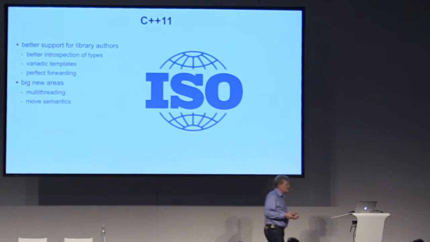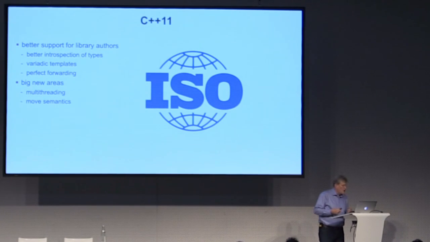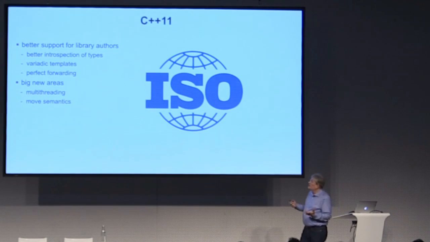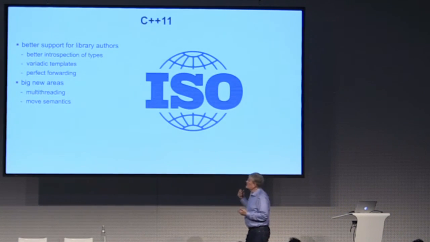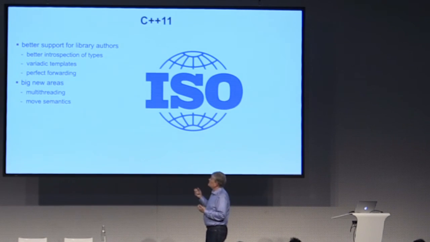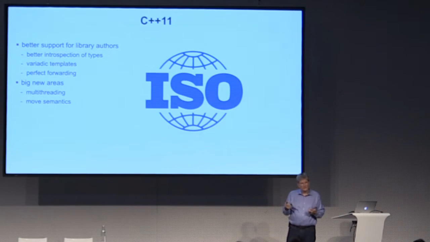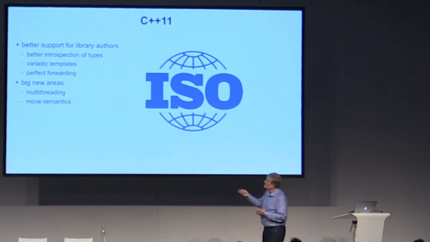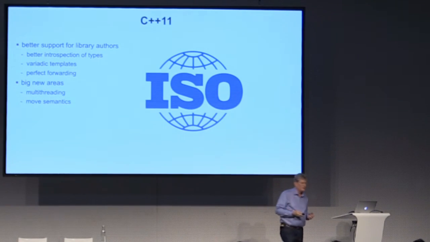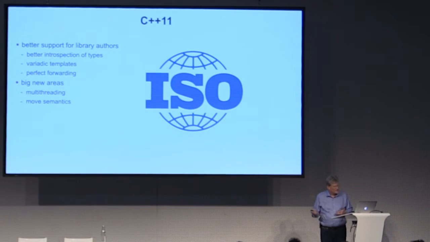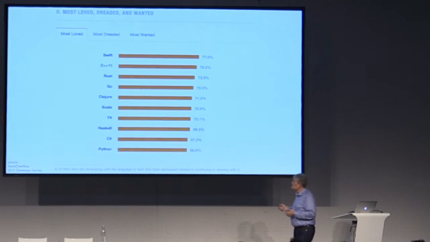And then, because it's C++, we also did things that no other language is doing, right? Like all sorts of things for better support for library authors, move semantics, those kinds of things. And of course, we finally have multi-threading, because of course we were never able to do multi-threading before C++11, right?